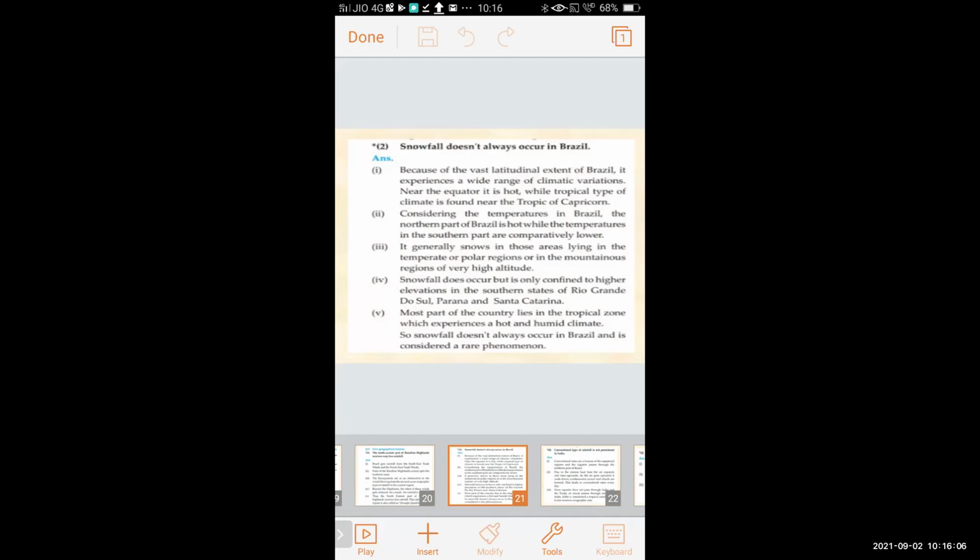Next, give reason: snowfall doesn't occur in Brazil. Why does it happen that snowfall doesn't occur in Brazil? Because of the vast latitudinal extent of Brazil, it experiences a wide range of climatic variation. Near the equator, it is hot, while a tropical type of climate is found near the Tropic of Capricorn. Why is there no snowfall in Brazil? Because of the vast latitudinal extent, Brazil experiences a wide range of climatic variation.